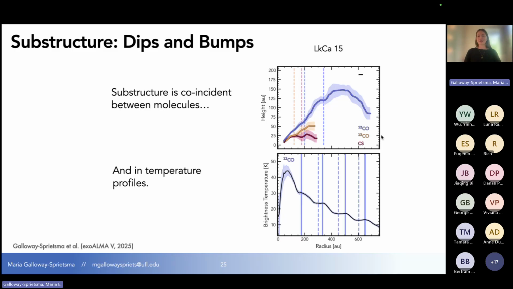So this is a particularly interesting source because it's very wiggly, as you can see. Maybe I'll talk about the wiggles at a different time. But these bump and dip substructures, particularly these first two, align with what we're seeing in the surface here. We also see this in 13CO and CS, particularly at 200 AU, there seems to be a pretty clear perturbation in the emission surface and temperature profile.